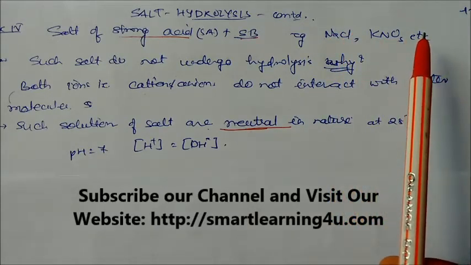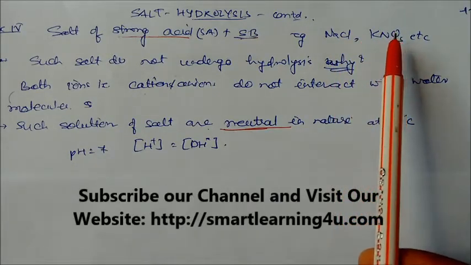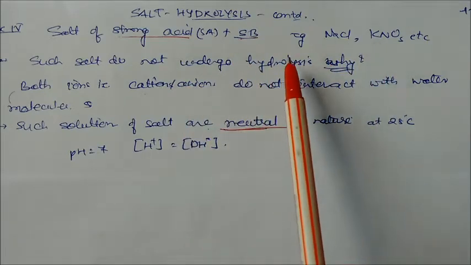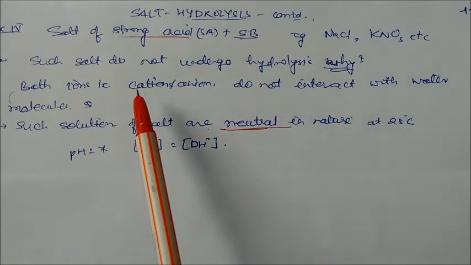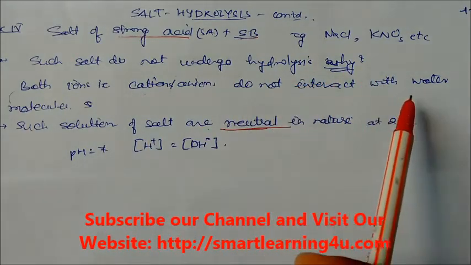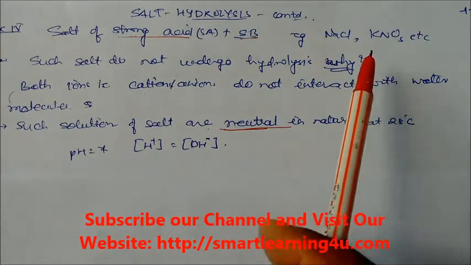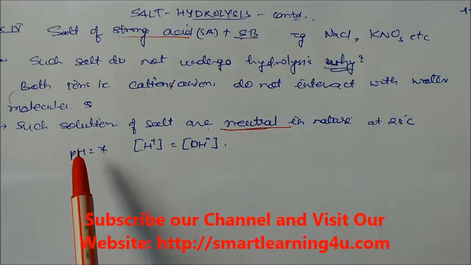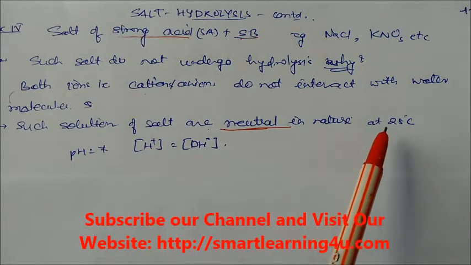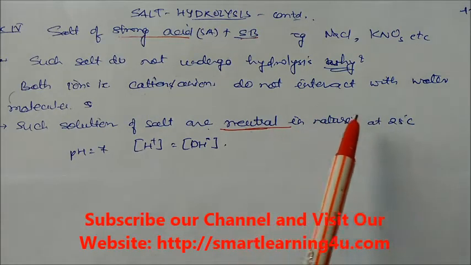So already we have seen this thing. These types of salt, that is sodium chloride and potassium nitrate, do not undergo hydrolysis. Why? Because these salts are completely converted into ions, and these ions do not interact with the water due to its strong acid and strong base. So that's why they do not react with the water, and such salt solutions are actually neutral in nature at 25 degrees centigrade or any other temperature.